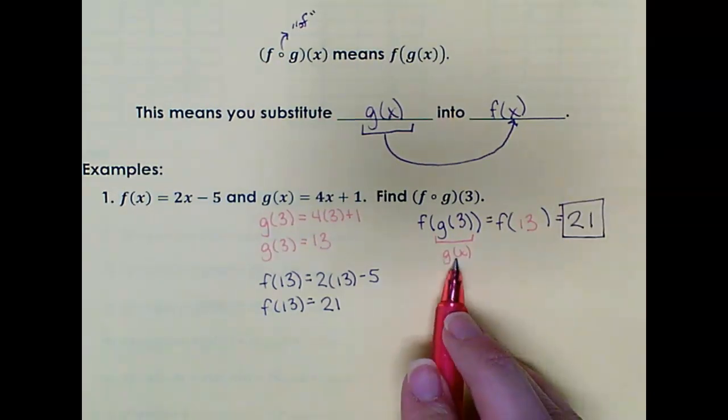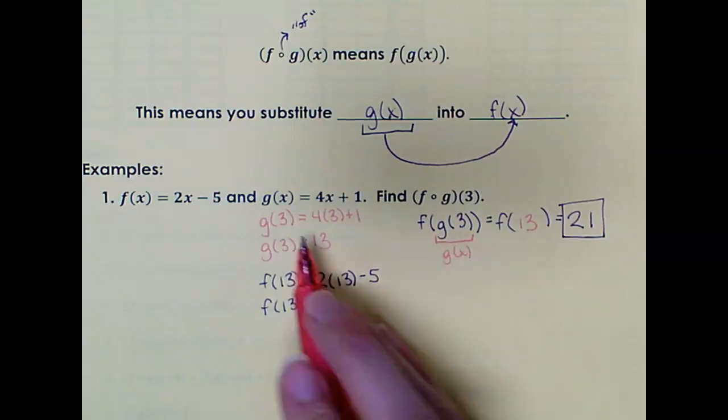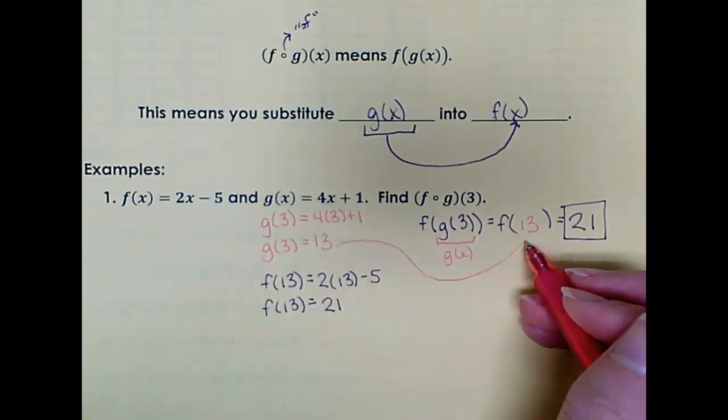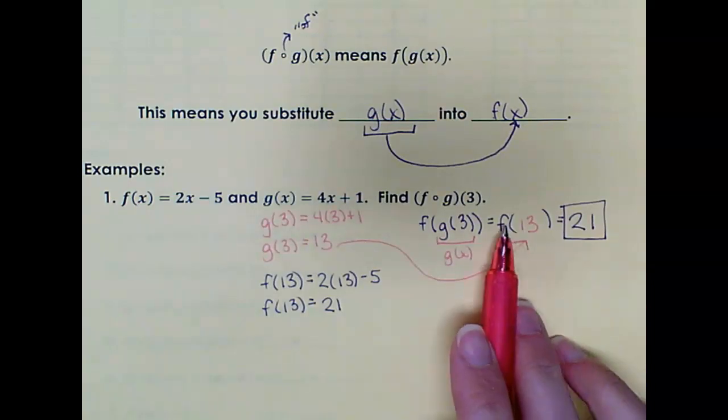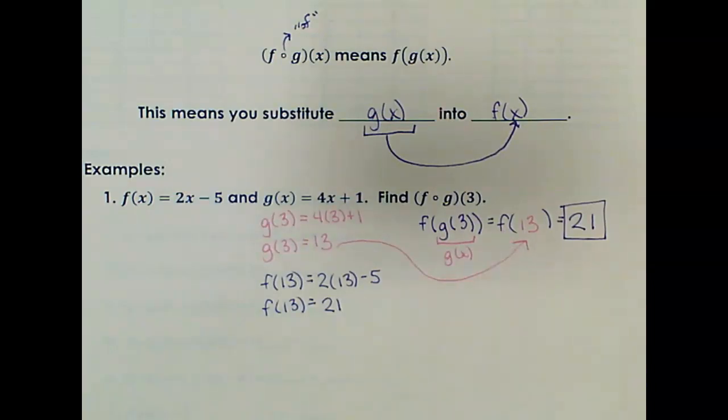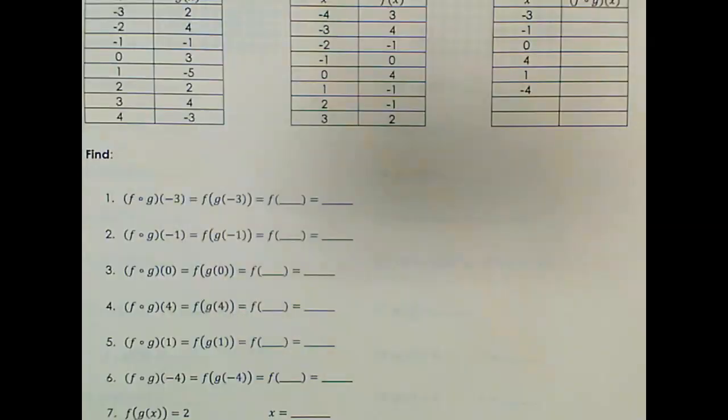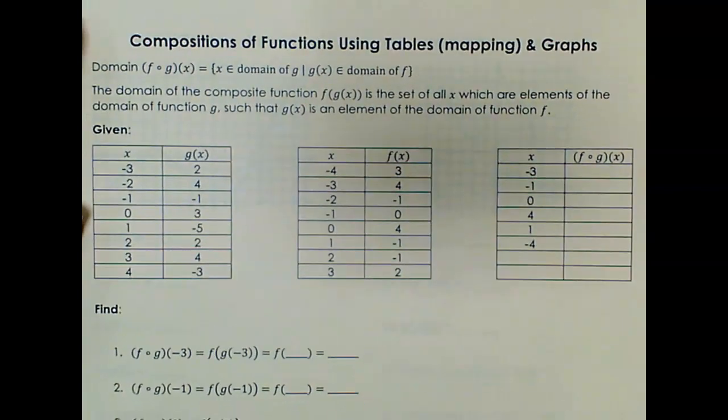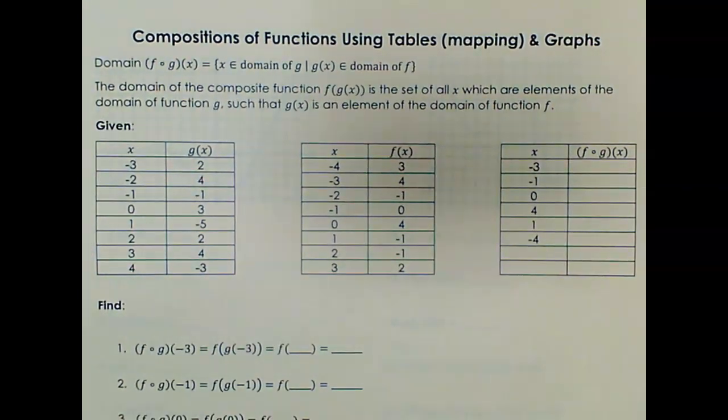So we worked from the inside. We put the 3 in the g function. We got 13. And then we put the 13 in the f function. That's what composition of functions looks like. You work from the inside out, and then you're able to find your composition value. Occasionally you'll be asked to evaluate the composition of functions using tables or mapping diagrams and graphs, which we'll show on the last page of our notes.